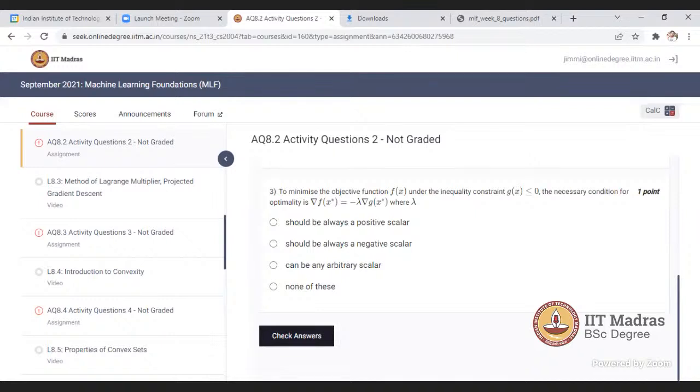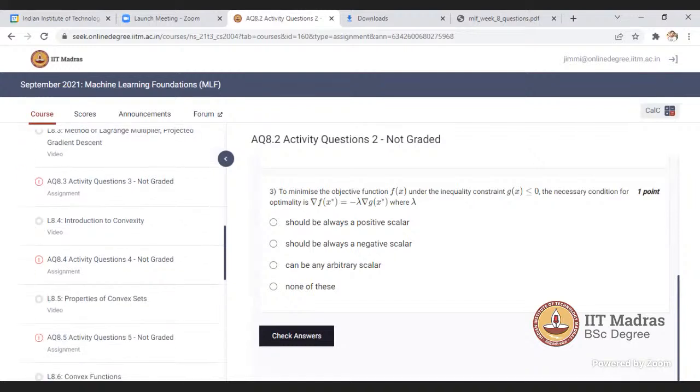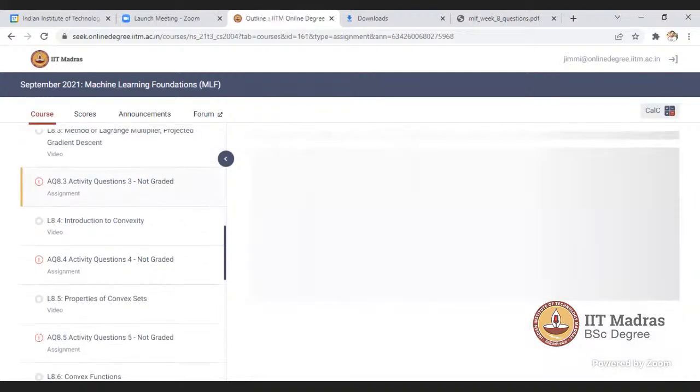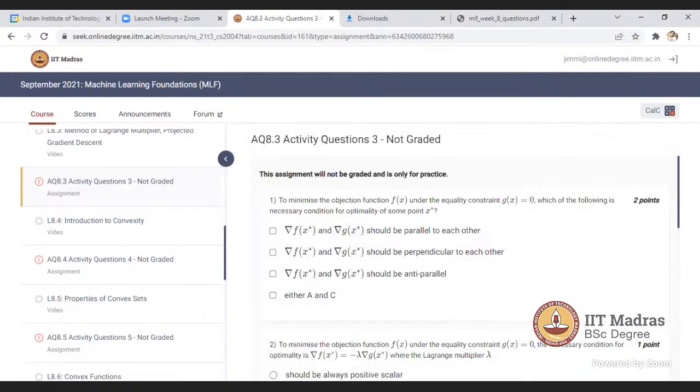Yes. So activity question, let's go to 8.3. To minimize the objective function f(x) under the equality constraint g(x) equal to 0, which of the following is a necessary condition for optimality of some point x star? So we know that to check the optimality condition, there are two: the point should satisfy the constraint equation, and the two gradients should be parallel or anti-parallel, both.